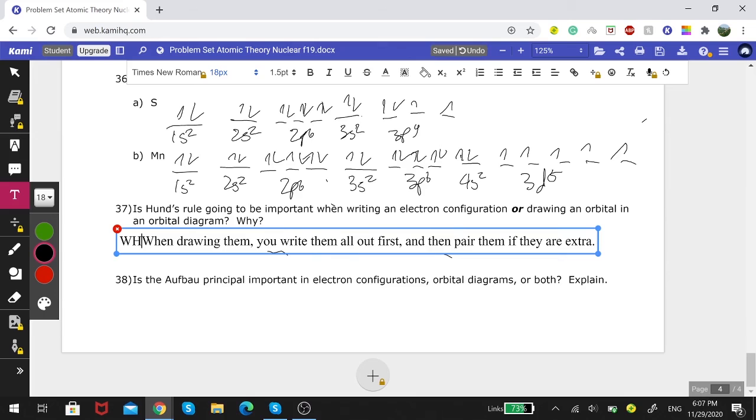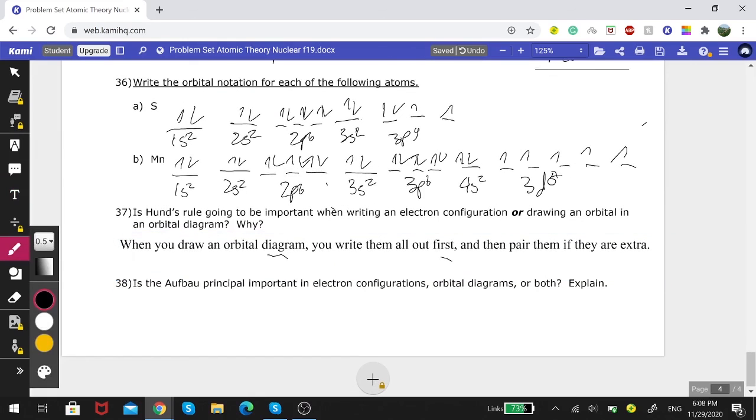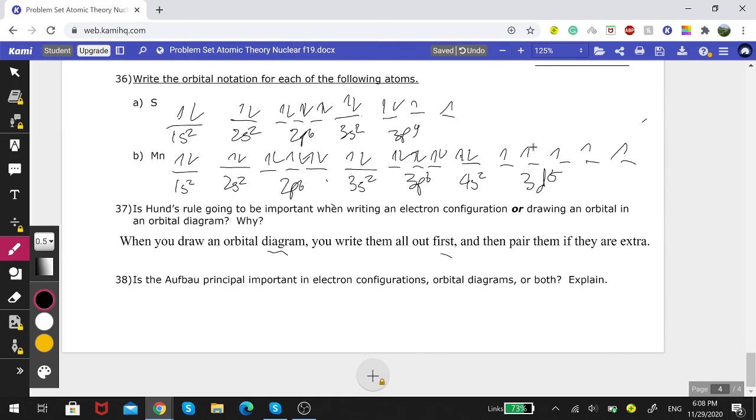When you draw an orbital diagram, you write them out first, and then pair them if you have to. As you see over here, we have 3d5, and I do not pair the 5 unless I have extra ones. So that's Hund's rule. It's not going to be important when writing the electron configuration because it doesn't matter. With 1s2, 2s2, you don't see how it's paired.